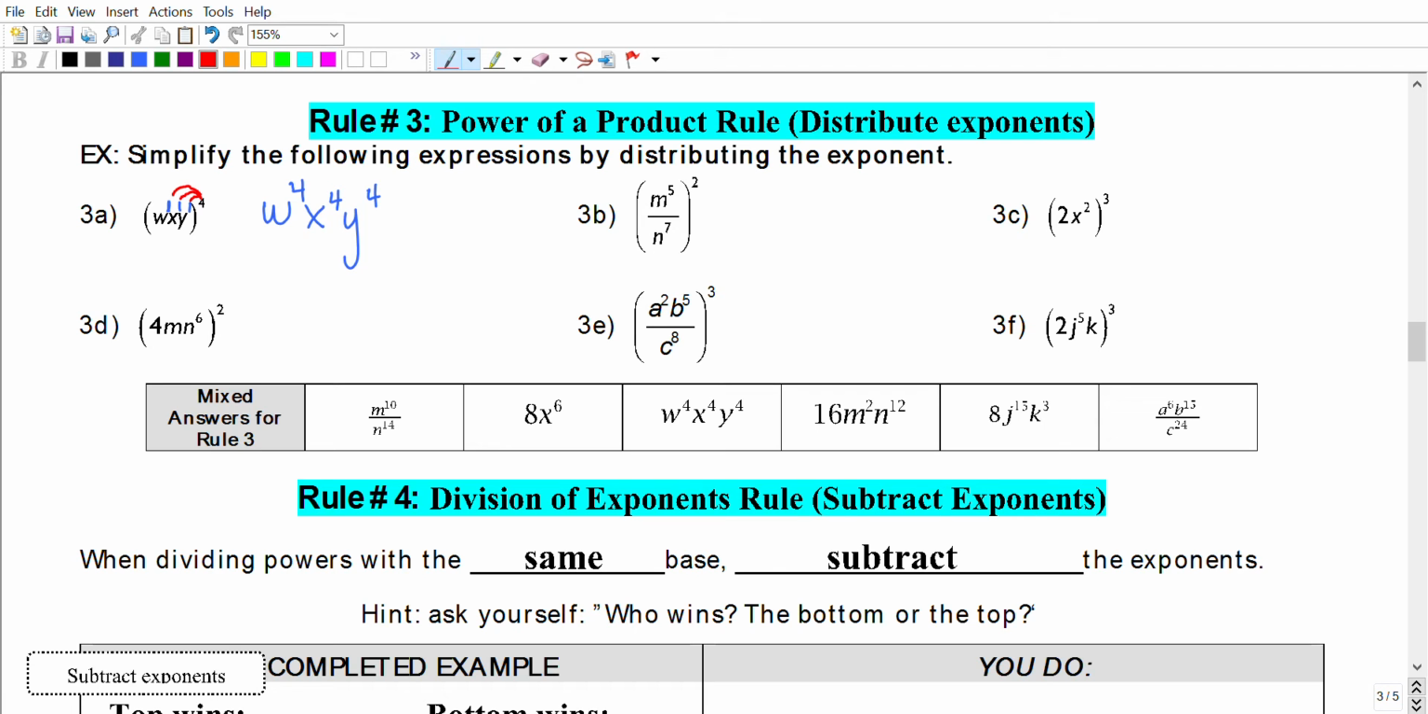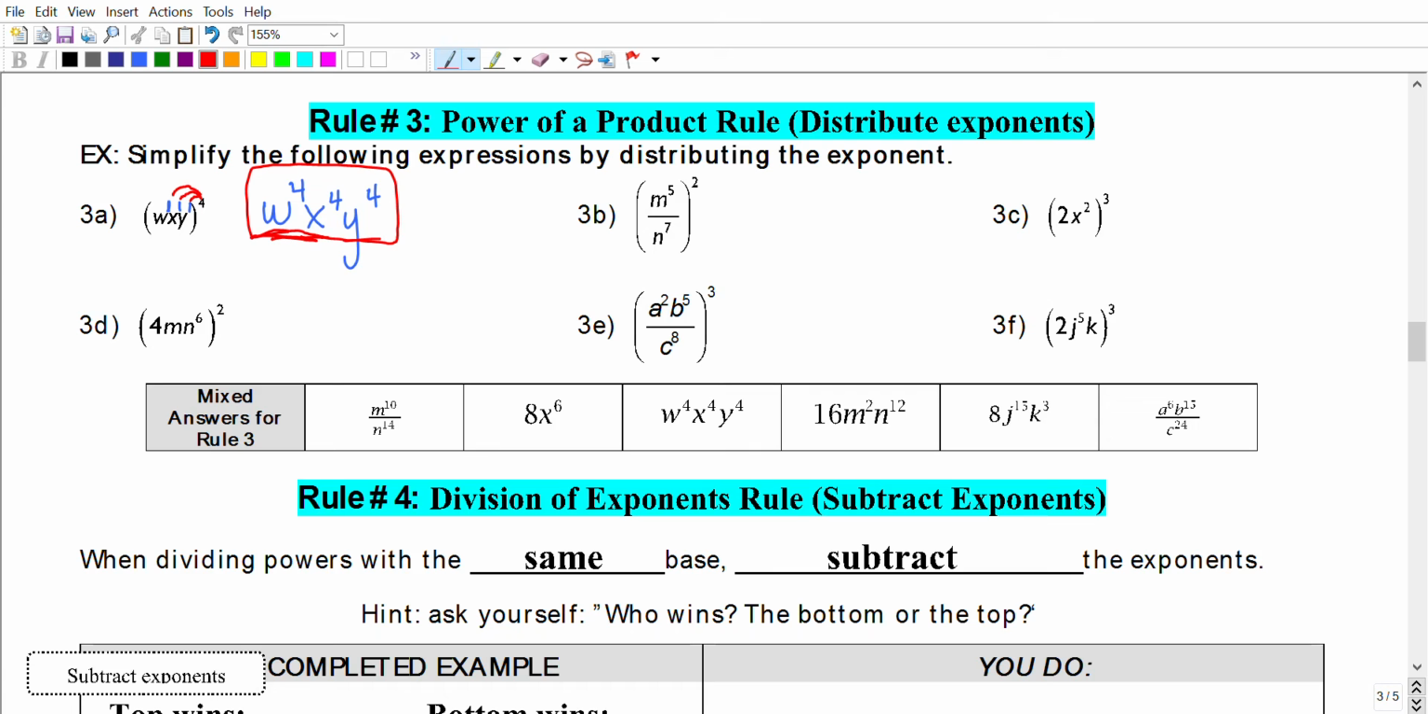Okay, and when you're distributing, remember, what does that mean? All that means is you're multiplying. So you do w to the first and then raised to the fourth, so it's just 1 times 4. So w to the fourth. Again with the x, 1 times 4, that means x to the fourth. And then the same thing with the y, 1 times 4 is y to the fourth. So then your final answer here is this entire thing. So it's just w to the fourth, x to the fourth, y to the fourth.